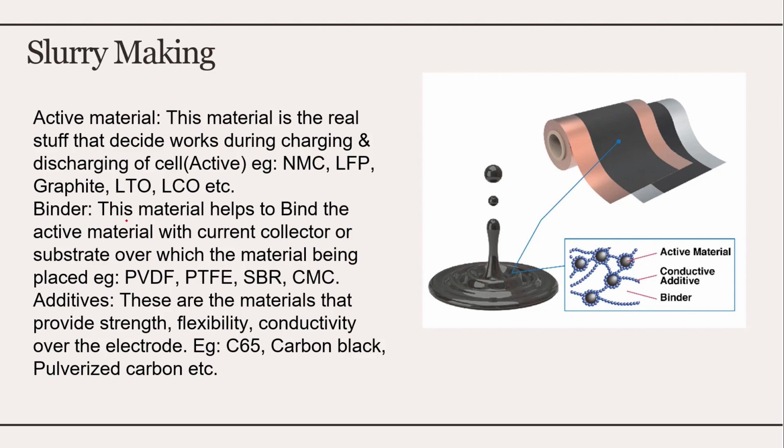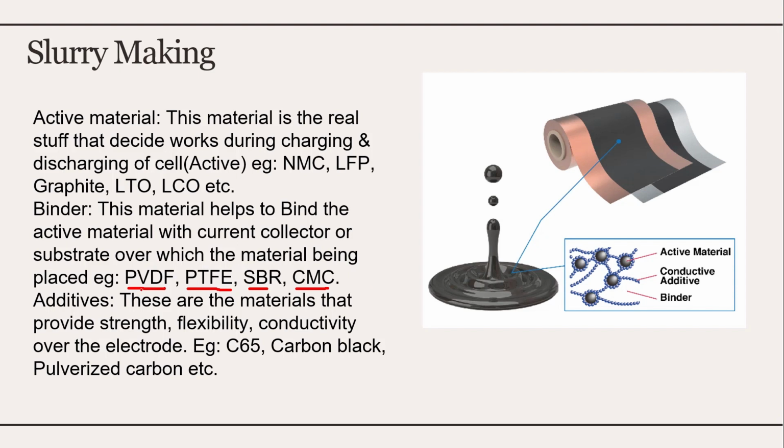Active materials are the materials which are active inside the battery. Binders are the materials that help us connect the active material with my current collector or substrate. For example, in the anode, copper is my current collector. In the cathode, aluminum is my conventional current collector nowadays. To bind this black portion with this copper foil, I need certain binders. Some common binders are PVDF, PTFE, SBR, CMC. These are common binders used with certain solvents.